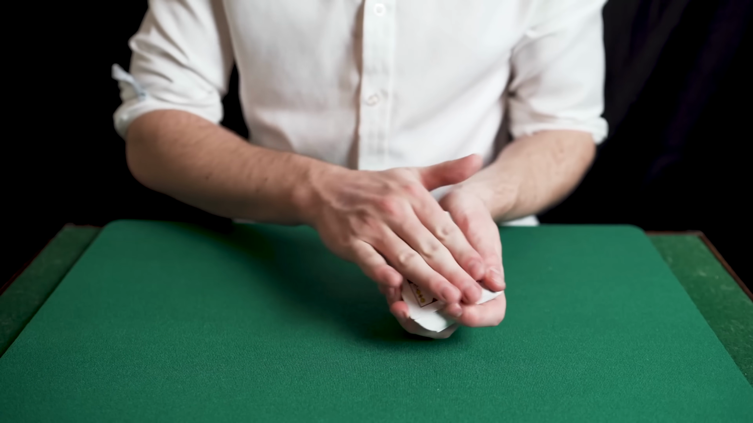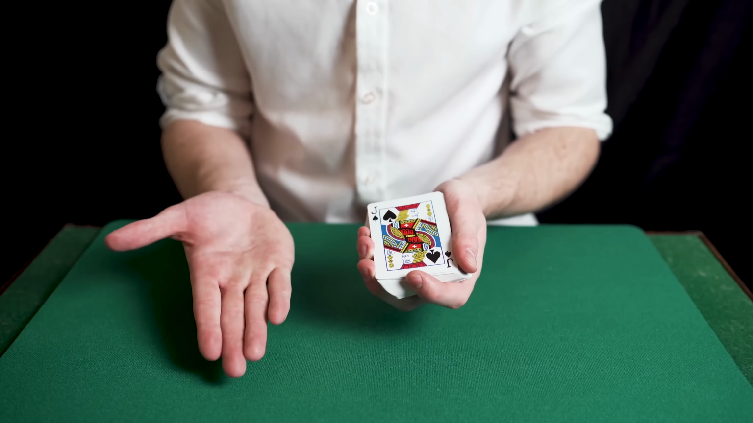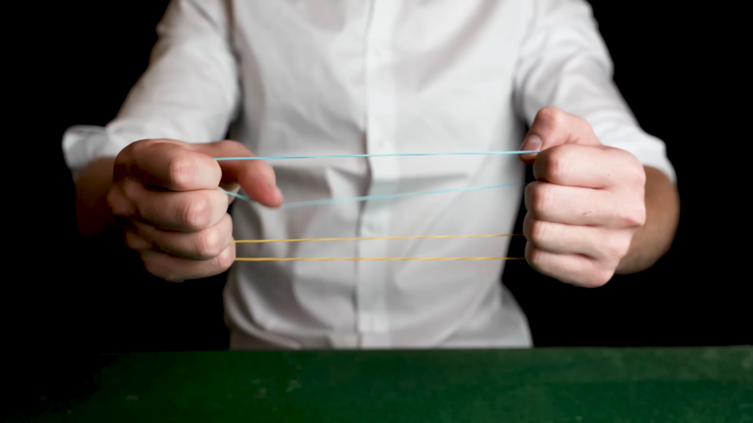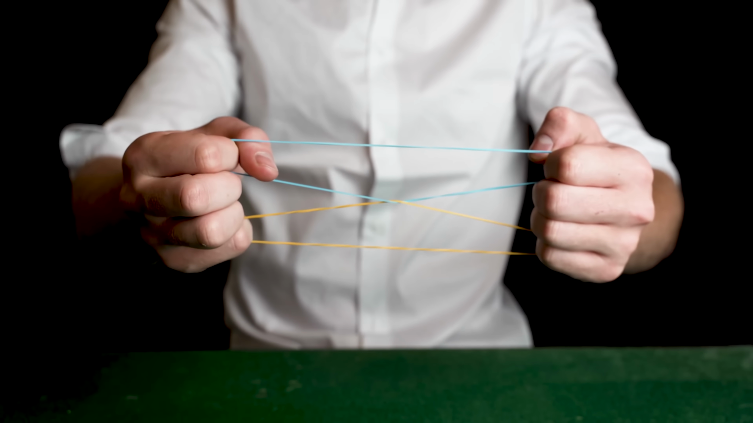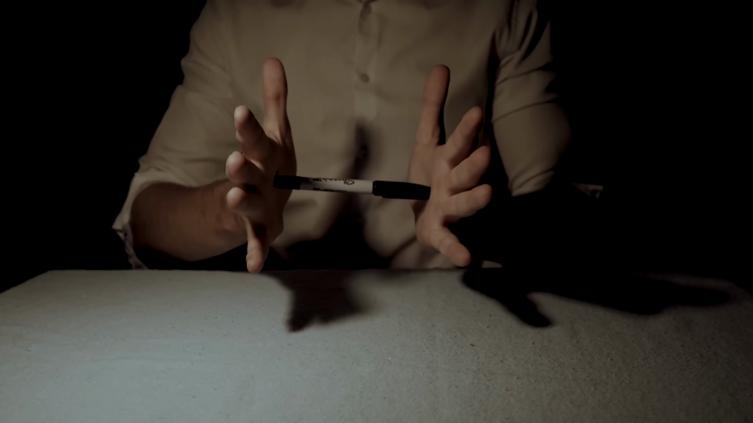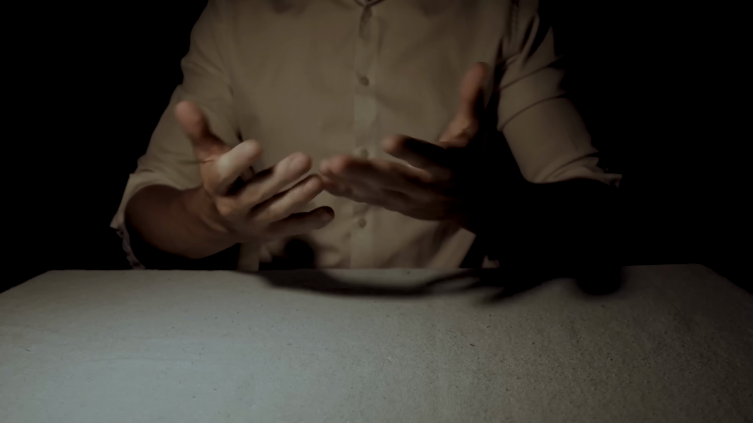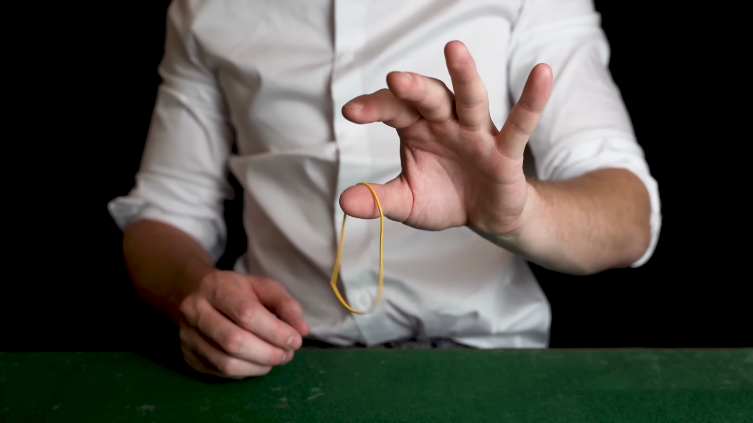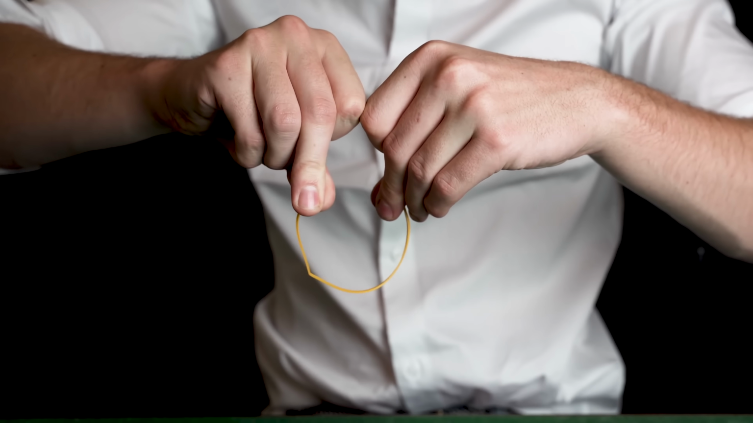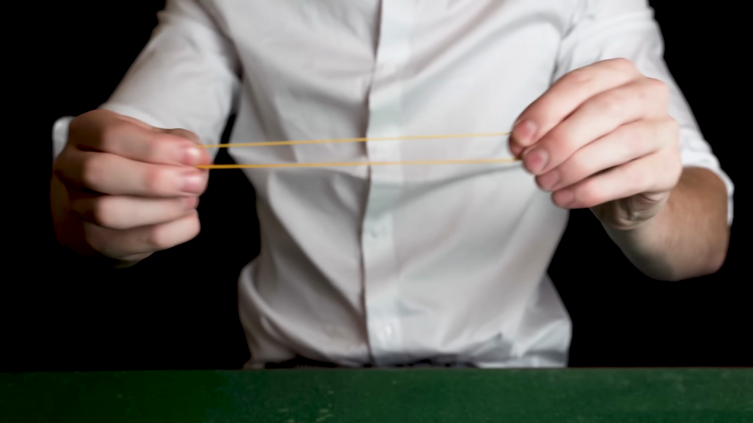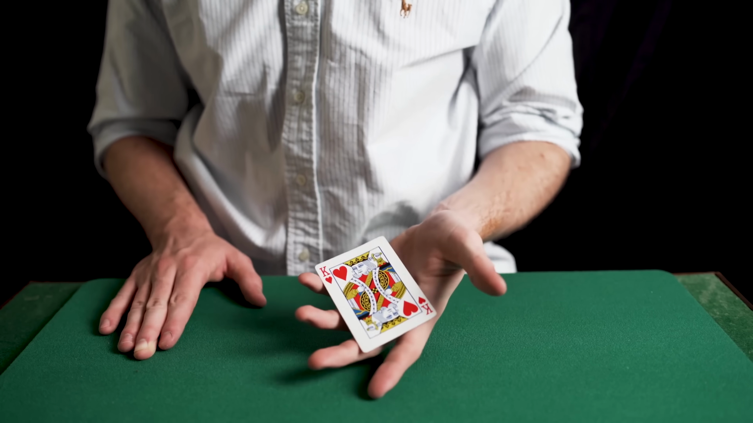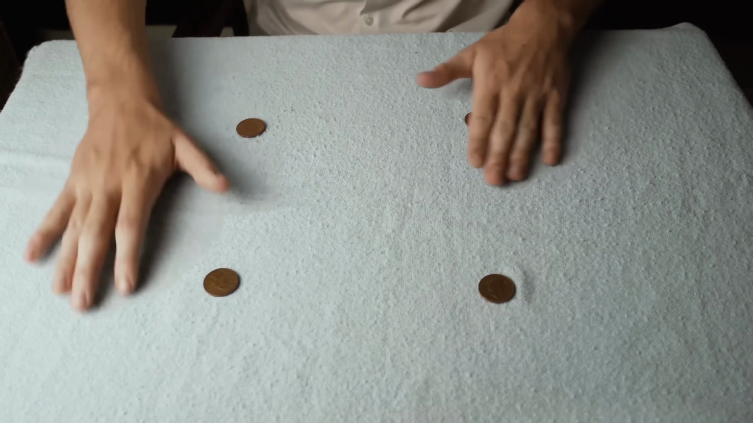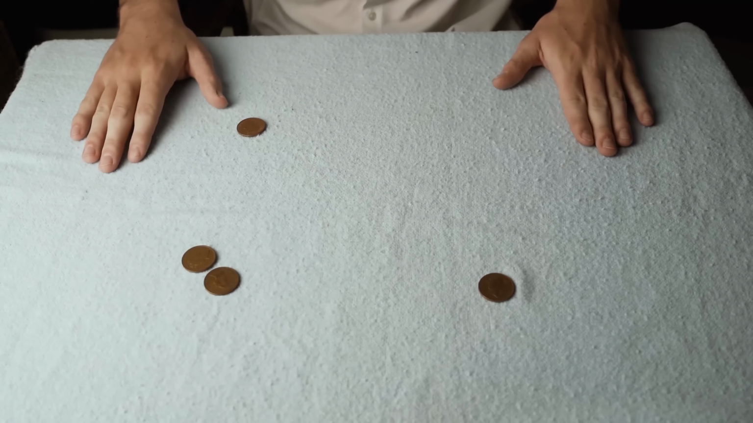The card visually changes. The bands impossibly link. The pen vanishes and the cigarette floats. The band is torn in two and then restored. The coins visually move to the corner.